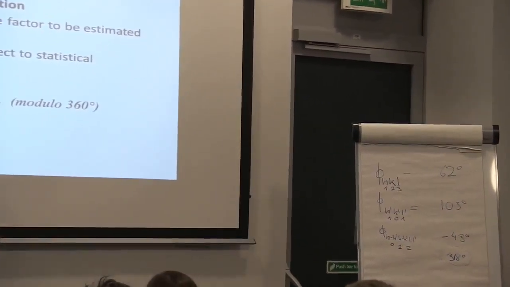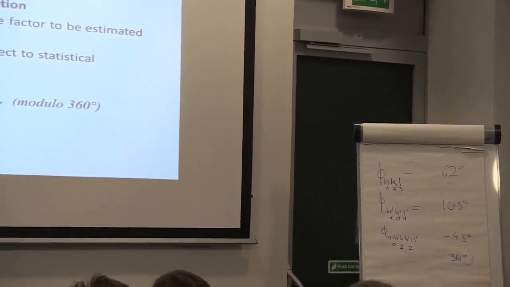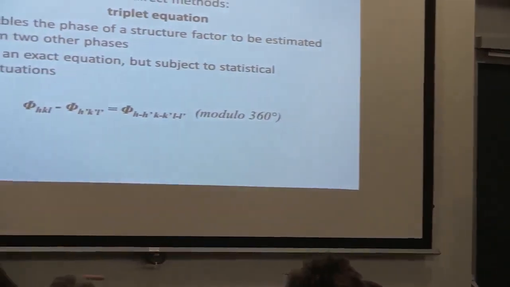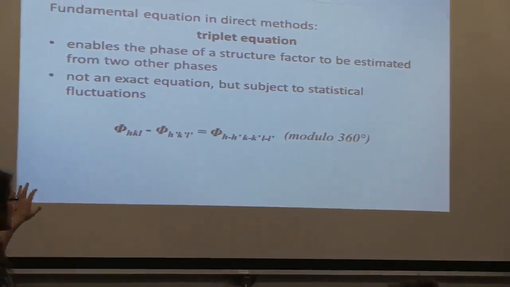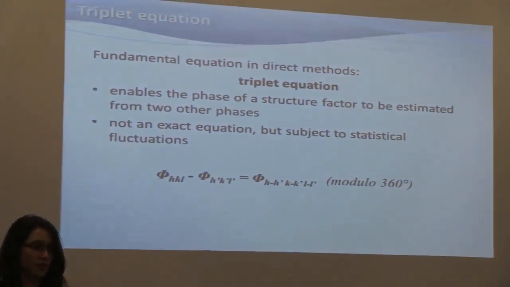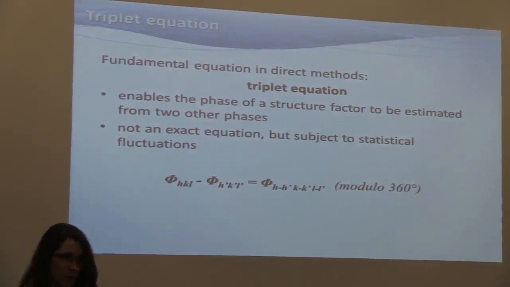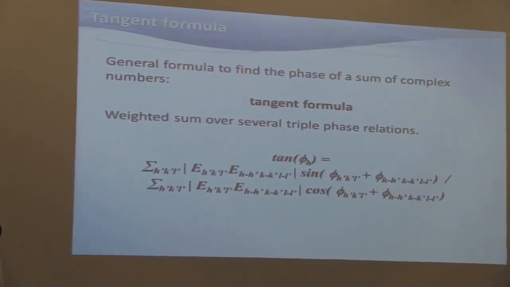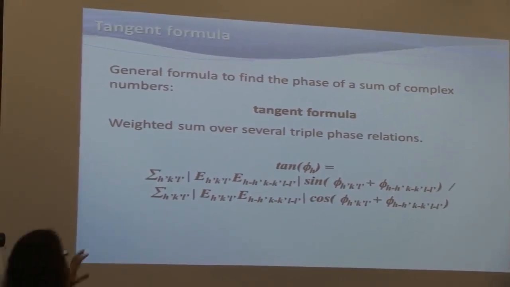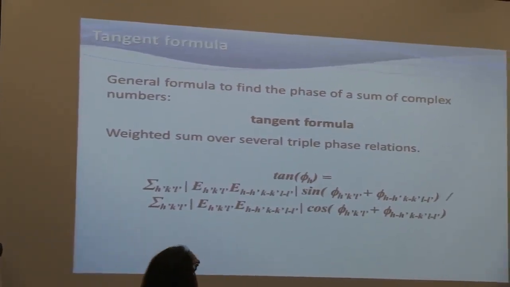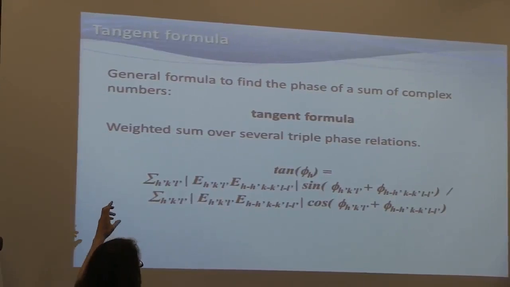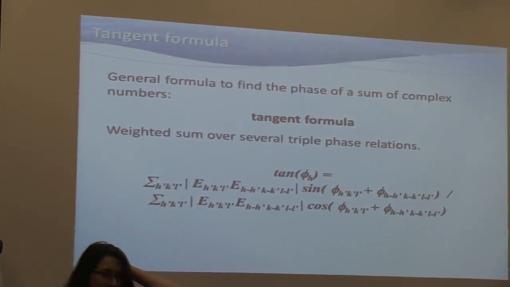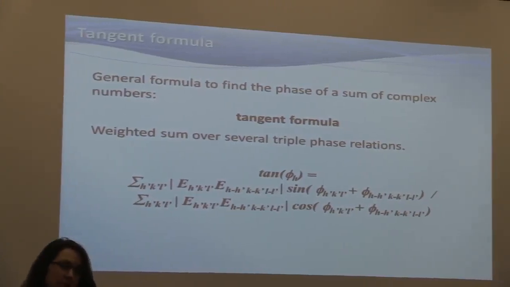So once we have a starting point and we have phases for some reflections, we can calculate others and then expand this network and calculate more and more phases. Because it's a statistical measure, it only works for strong reflections. It's important to keep in mind here. There is a general formula which can be derived, but I have no time for that today, but it can be derived from the triplet equation. And that's the tangent formula. And that's the general formula to find the phase of the sum of complex numbers.